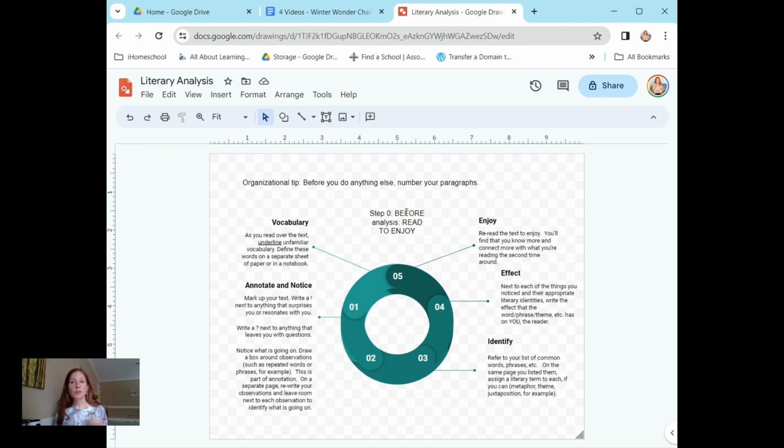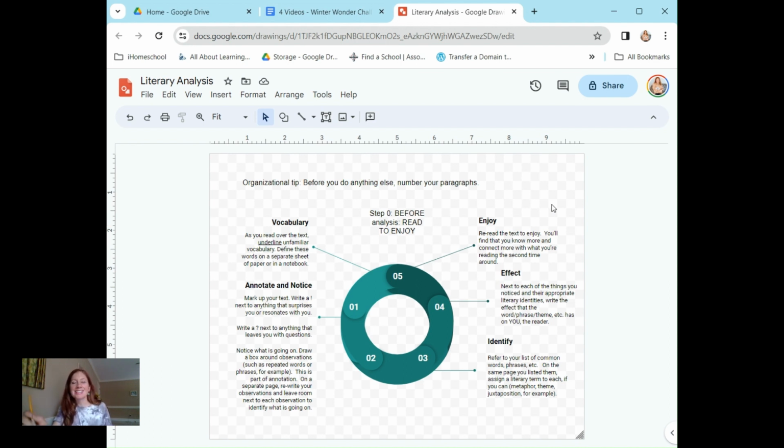So first, after you number your paragraphs, you will look at a lot of these things at once. This is why I'm introducing this chart or graphic to you now, because you're not necessarily going to do step 1, vocabulary, step 2, annotate. You're going to be doing this all at the same time. It's a little tricky for me to explain, but the very first thing you do, as you're reading through it again, you're going to underline any vocabulary that is unfamiliar to you. You don't have to define your vocabulary yet, okay? I would just be skimming through it, underlining words that you don't know.